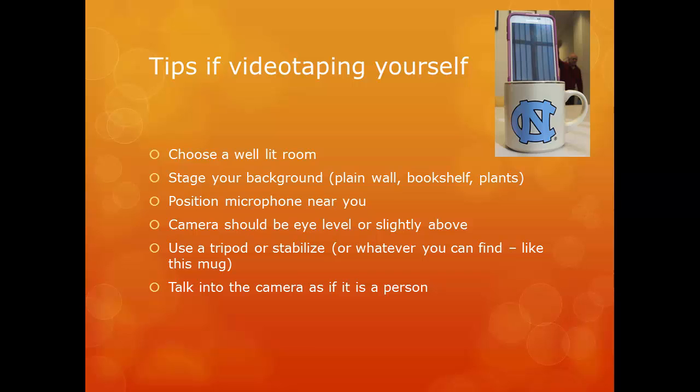Next, make sure you position the microphone near you if you're going to record this way. The camera should be at eye level or slightly above eye level. If possible, use a tripod to stabilize the camera. If you're using a phone, you could place the phone in a mug, like in the picture here, or whatever else you can use to stabilize it. Finally, talk into the camera as if there's a person sitting on the other side of it.